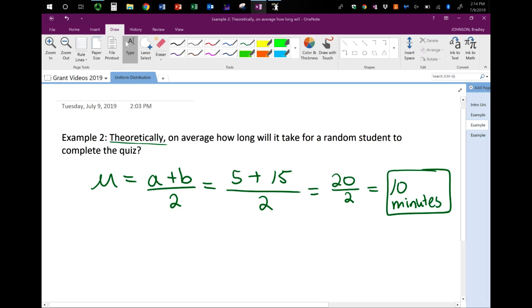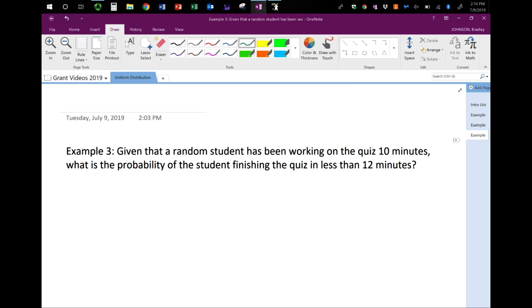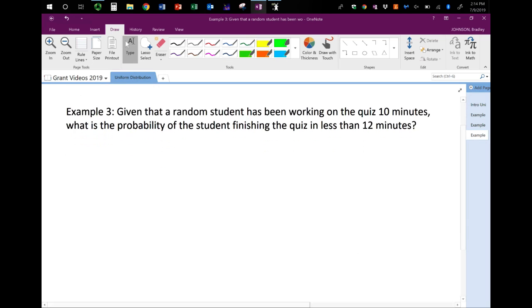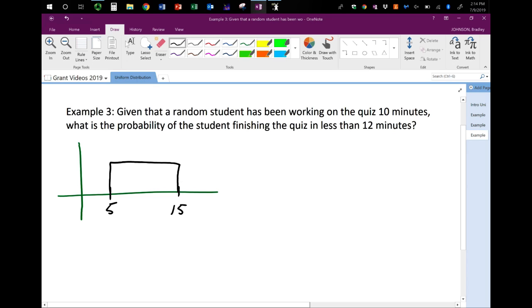Now you could also practice finding standard deviation if you'd like by using the sigma formula on our first slide. Okay, but let's take you to the big example. So example 3, it says given that a random student has been working on the quiz 10 minutes, what is the probability of the student finishing the quiz in less than 12 minutes? Okay, what I'm going to do first is draw the original distribution. So from 5 to 15, and we know that that was a height of 1/10.